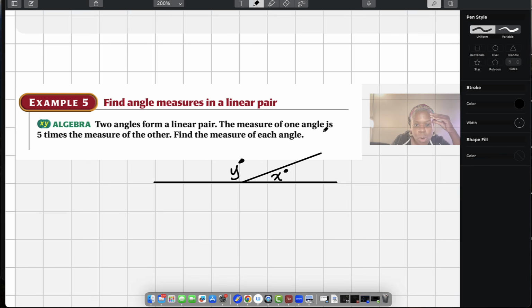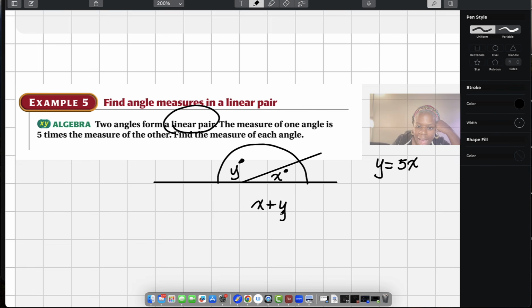The measure of one angle is 5 times the measure of the other. So that looks like the Y angle is 5 times this one. So I'm going to write it down. Y is going to be equal to 5 X's. Does that make sense? All right, hold on. Now they're asking to find the measure of each angle. What are we going to do? We're told that they are linear pairs, so I know that when I add them together, I get 180. So I know that X plus Y has to equal 180 degrees.